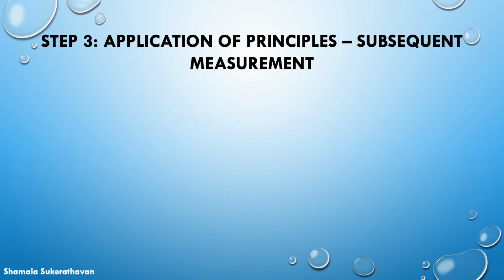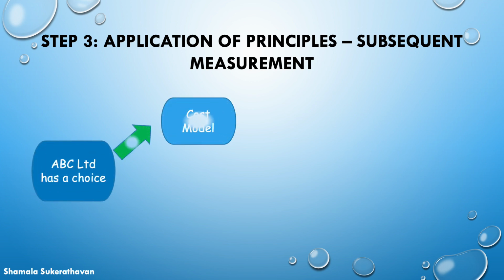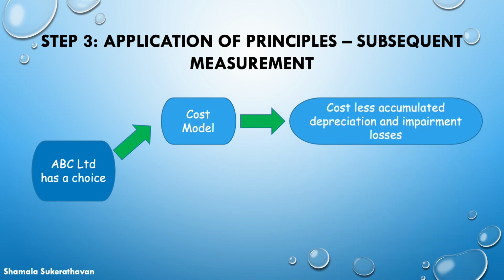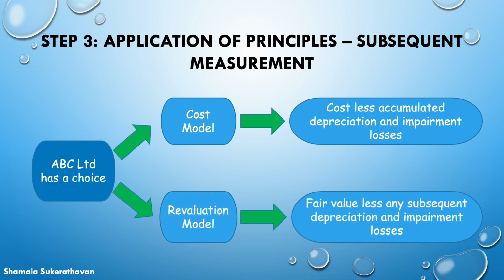How about subsequent measurement? ABC Limited has a choice of adopting either the cost model, in which case the building is carried at cost less accumulated depreciation and impairment losses. However, if ABC Limited wishes to adopt the revaluation model, the building should be carried at fair value less any subsequent depreciation and impairment losses. Additionally, if the revaluation model is adopted, ABC Limited should note that any future purchase of building falling within the scope of IAS 16 will also be subject to the revaluation model.